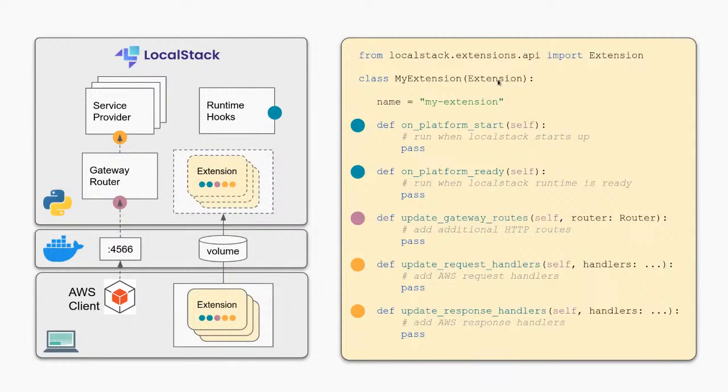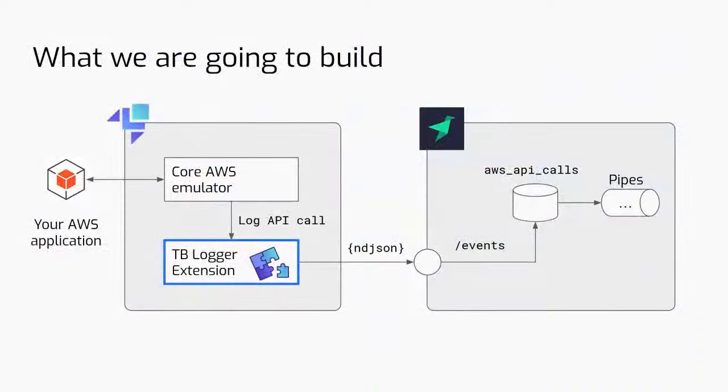Right, I forgot to mention this. Extensions live on your host, and they get mounted into the container so that they survive LocalStack runs. LocalStack itself is an ephemeral environment. It gets destroyed and recreated every time, and extensions live on your host and get mounted into the container.